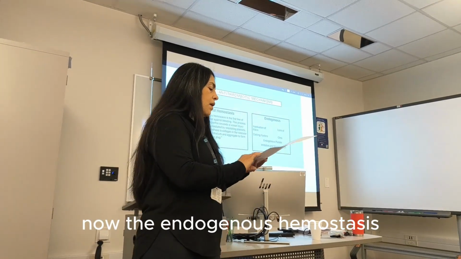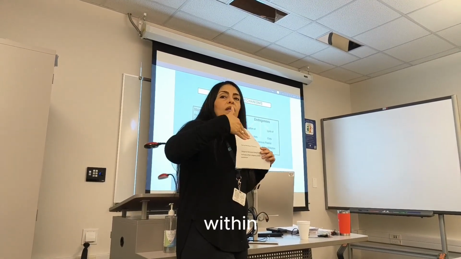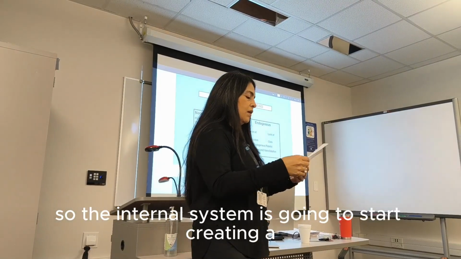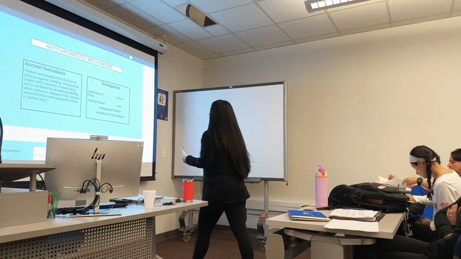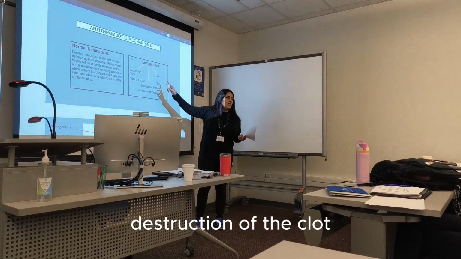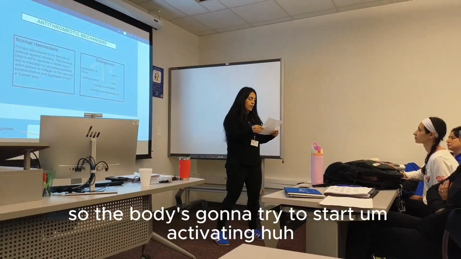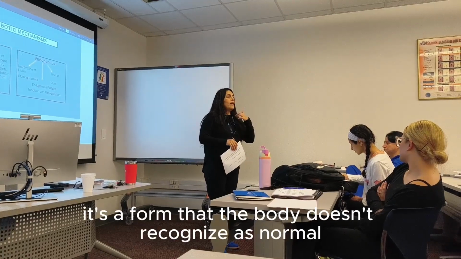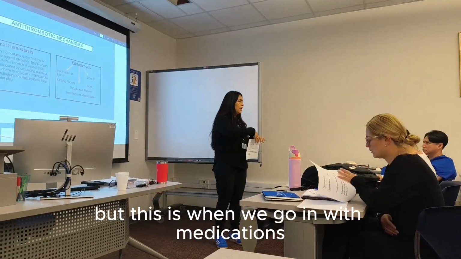Now, the endogenous hemostasis, what's endo in medical terminology? Within. So the internal system is going to start creating a clotting factor. What's lysis? Destruction of the clot. So the body's going to try to start activating, breaking it down, because it's a form that the body doesn't recognize as normal. So the body's going to try to do these things. But this is when we go in with medications.